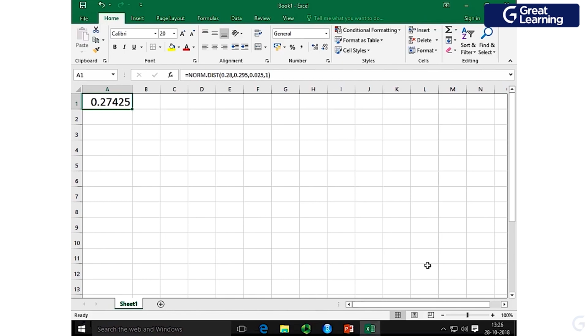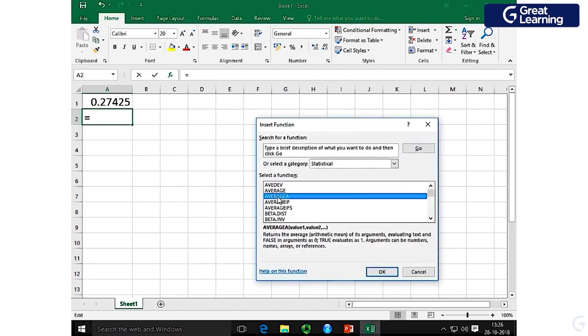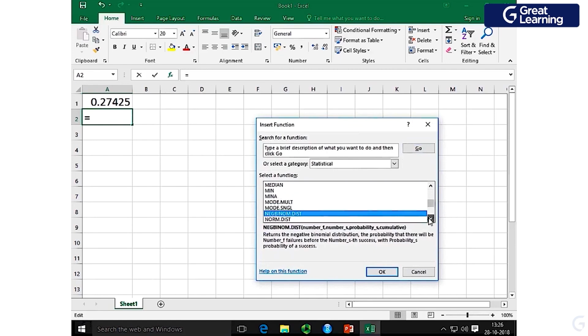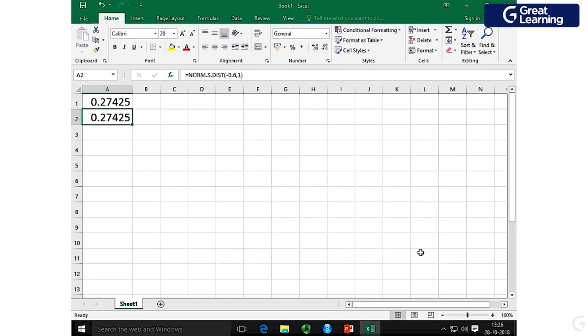norm.s.dist. So let's go to the next column here, next row, insert function. As before, statistical, and you have this function norm.s.dist. Supposing I use that, norm.s.dist. Z, what is Z? Minus 0.6. Cumulative 1. And you shamelessly get the same answer.